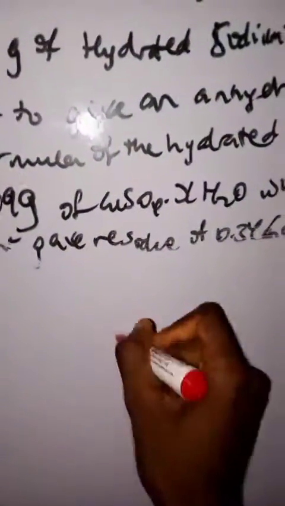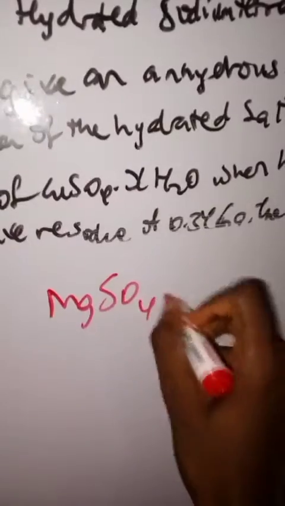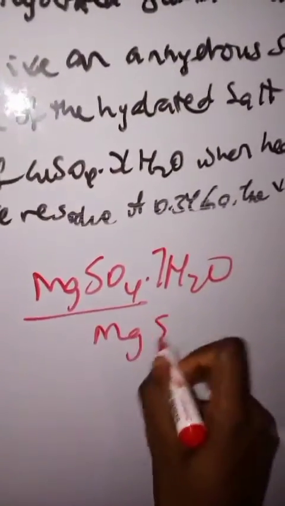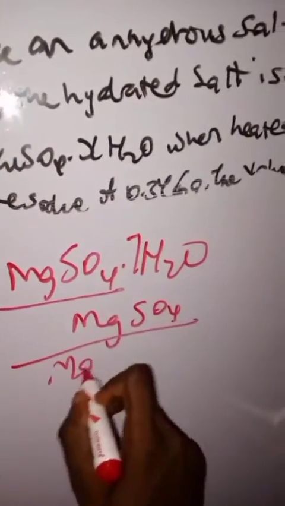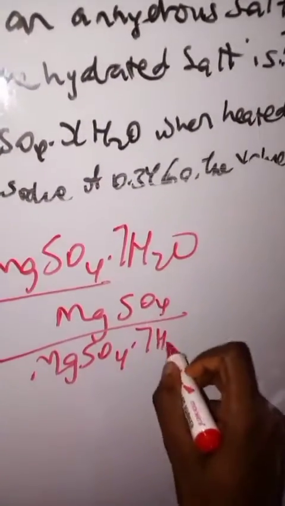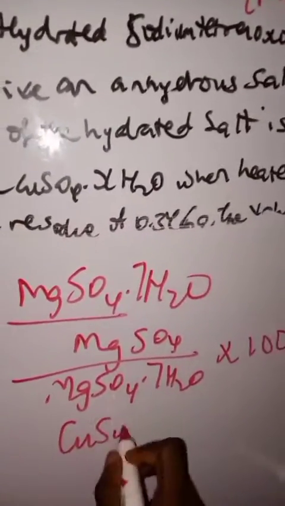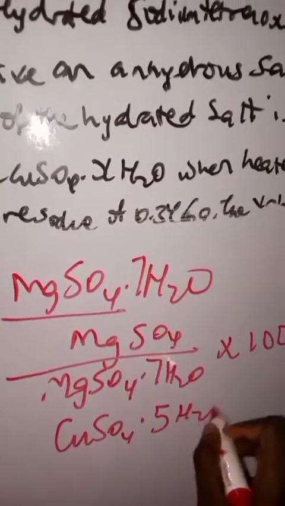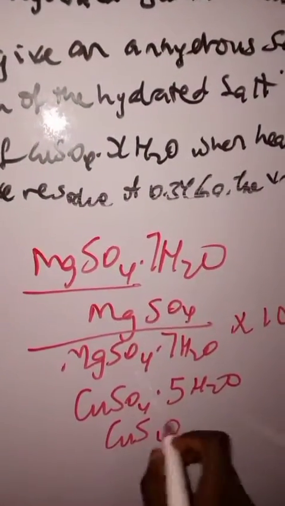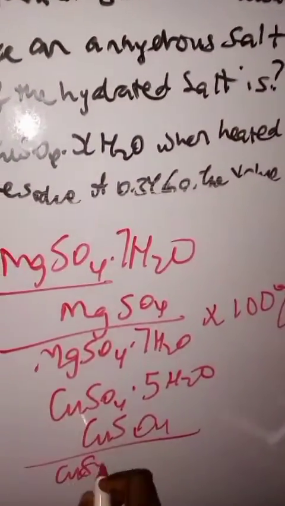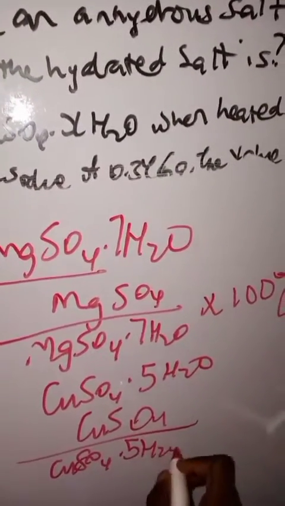And in some other cases, they can ask for the percentage of the anhydrous salt. Let's say we have MgSO4.7H2O and I ask, what's the percentage of the anhydrous salt? That's MgSO4 over MgSO4.7H2O times 100%. So you just get the molar mass. What's the percentage by mass of the anhydrous salt in CuSO4.5H2O? That's CuSO4 over CuSO4.5H2O times 100%. So that's just the approach.